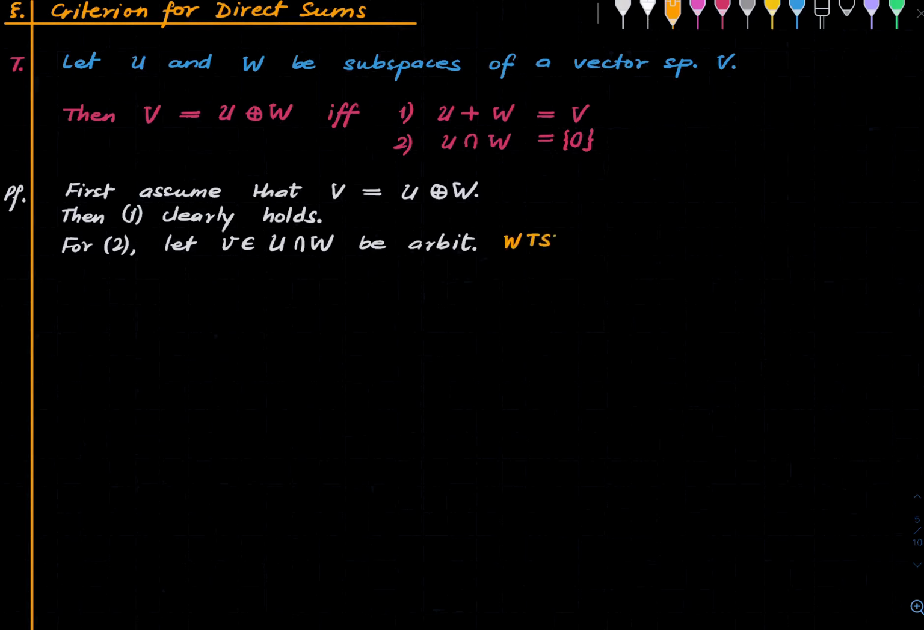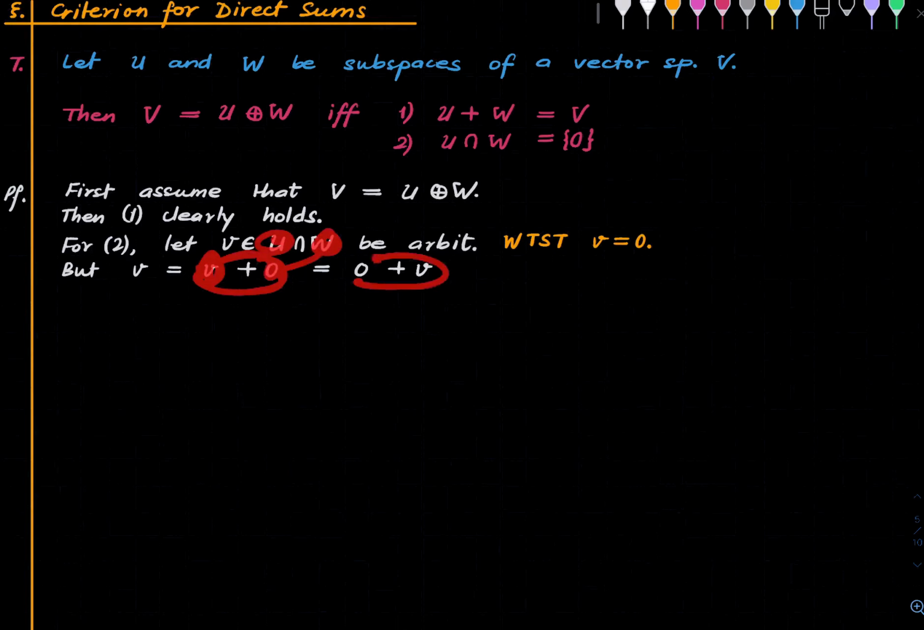Want to show that this is 0, but note that V can be written as V plus 0, and it can also be written as 0 plus V. So when we write it this way, think of this as a vector in U, and that is a vector in W. And when we write it this way, think of 0 as a vector in U and V as a vector in W. And now by definition of direct sum, there should be only one way to write V as a sum of a vector in U and a vector in W. It just forces that V is 0. So thus, V is 0 and we have proven 2. So this direction is done.